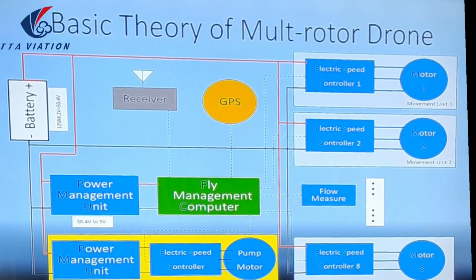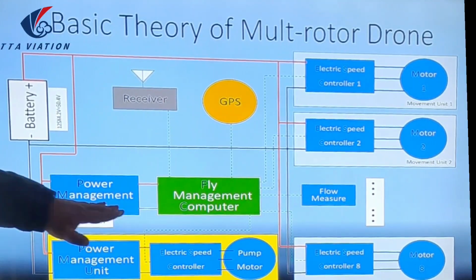Okay. I have only one question. For G300, how many PMUs should be used on the drone? In the G300 drone, we only use one PMU. This one.